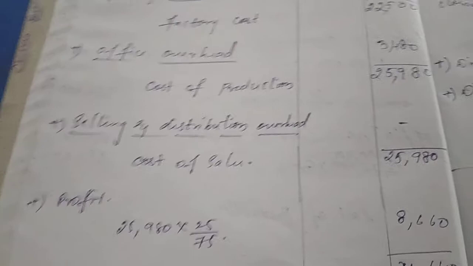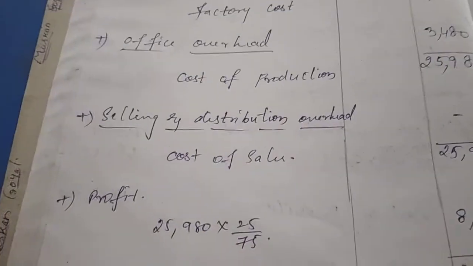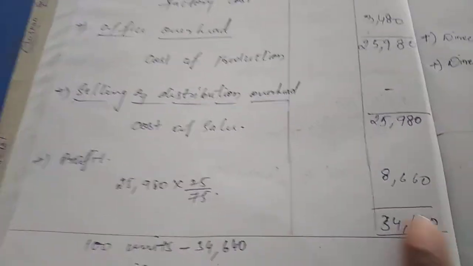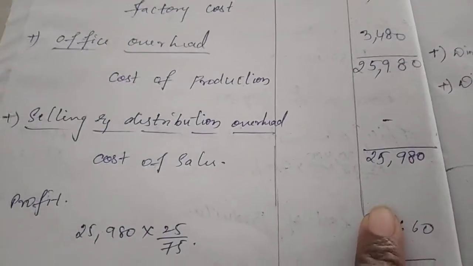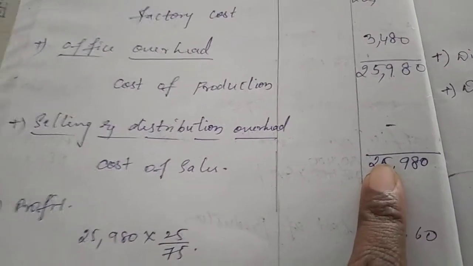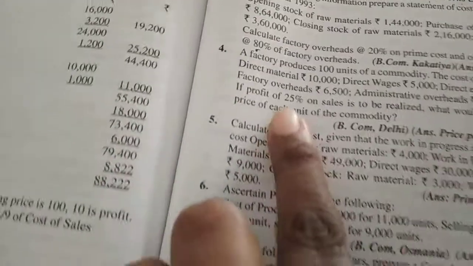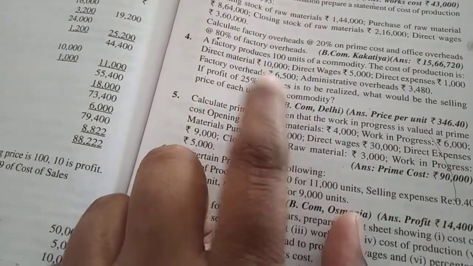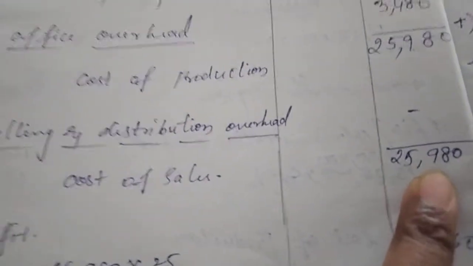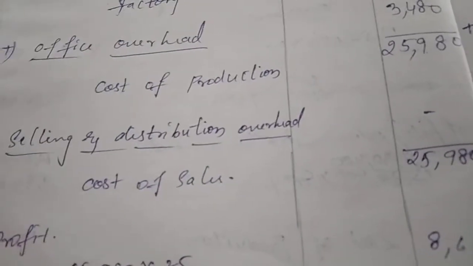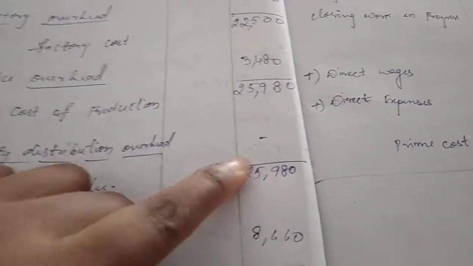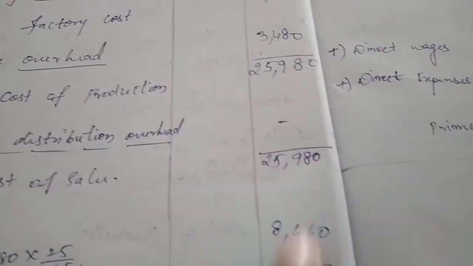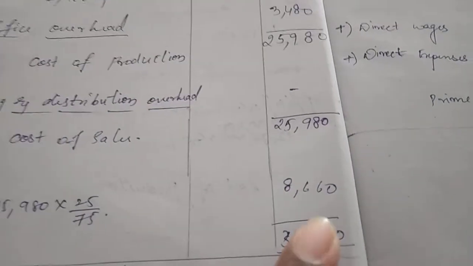And the profit he has given is 25% on sales. Here we have to assume that sales will be 100%. If profit is 25%, then cost of sales will be 75%. He has given the profit on sales, not on cost. If it were given on cost, we would directly calculate on cost of sales. But sales is not in the question, so we think sales is 100% and profit is 25%, so cost of sales is 75%, and 75 plus 25 makes 100%.